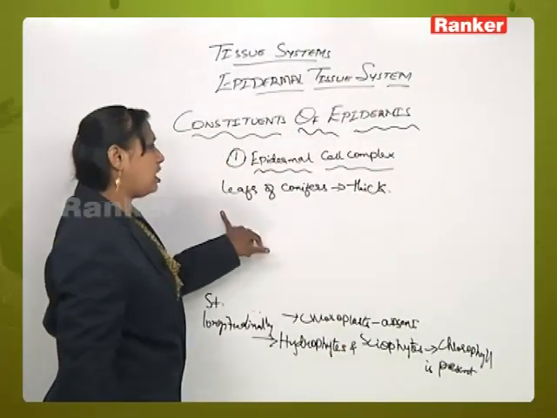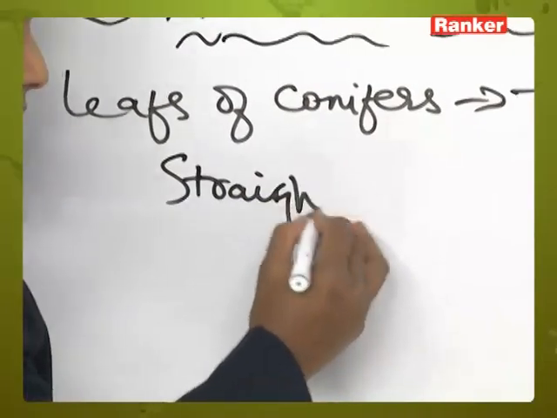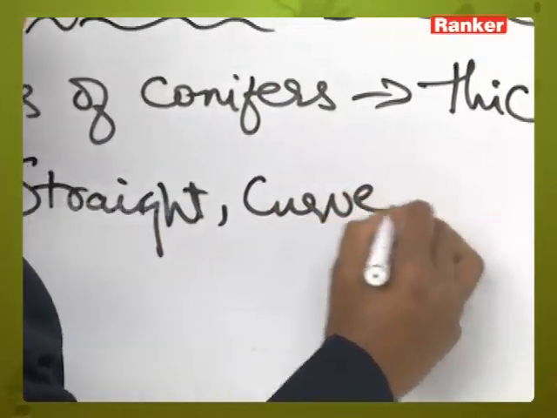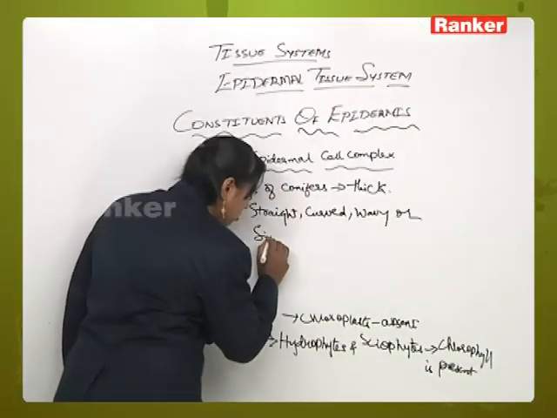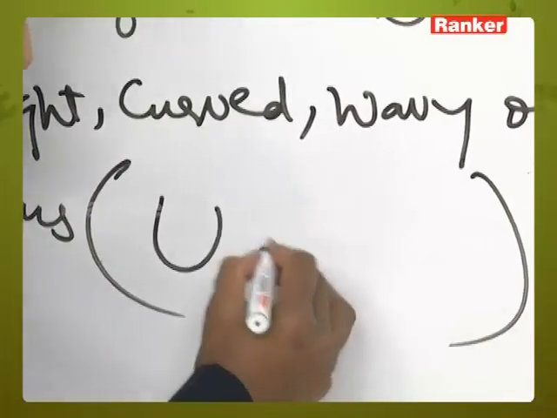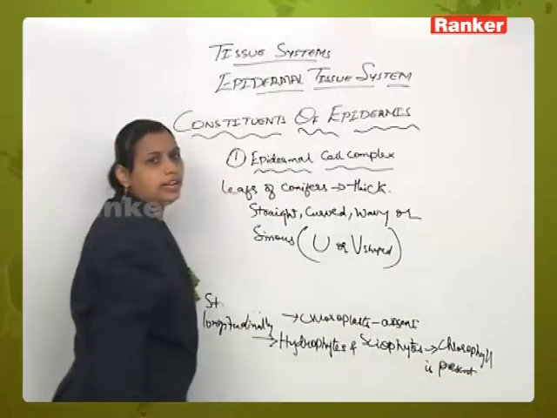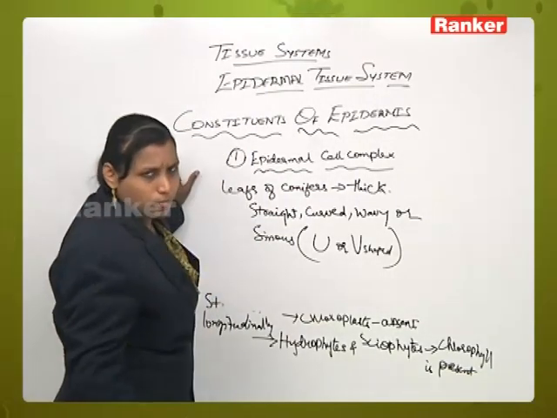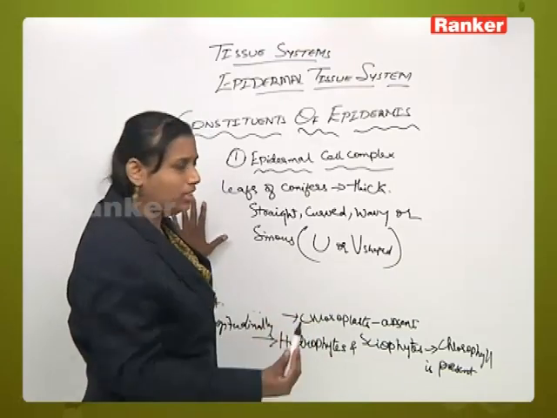Now the cell walls may be either straight, curved, wavy or sinuous. What does sinuous mean? The cell wall may be U-shaped or V-shaped. As we said earlier, depending upon the different types of cells, the cell wall of the epidermal cells may be thin or thick.